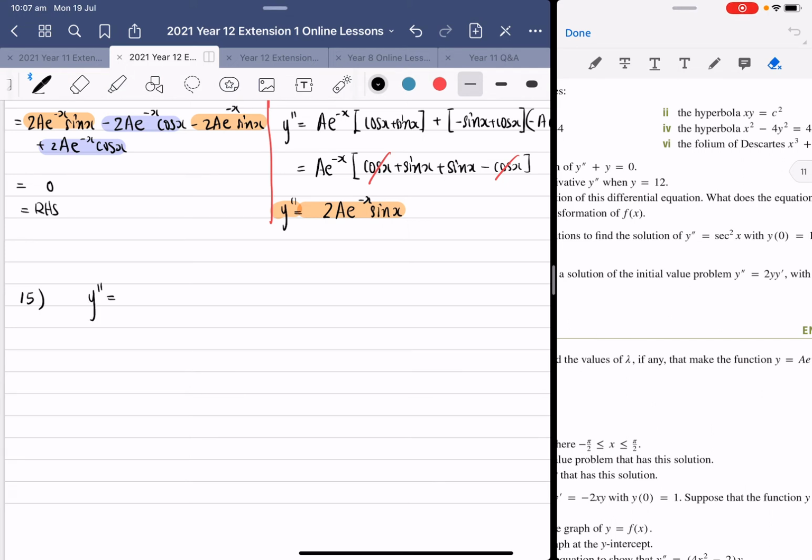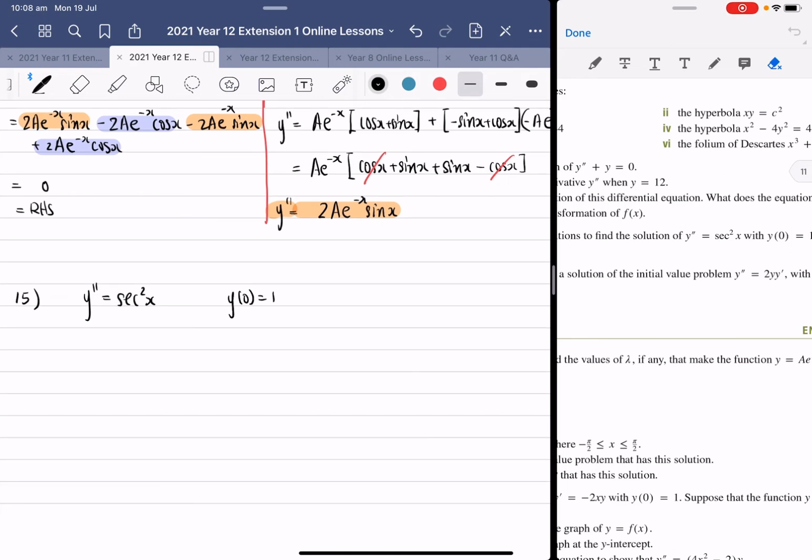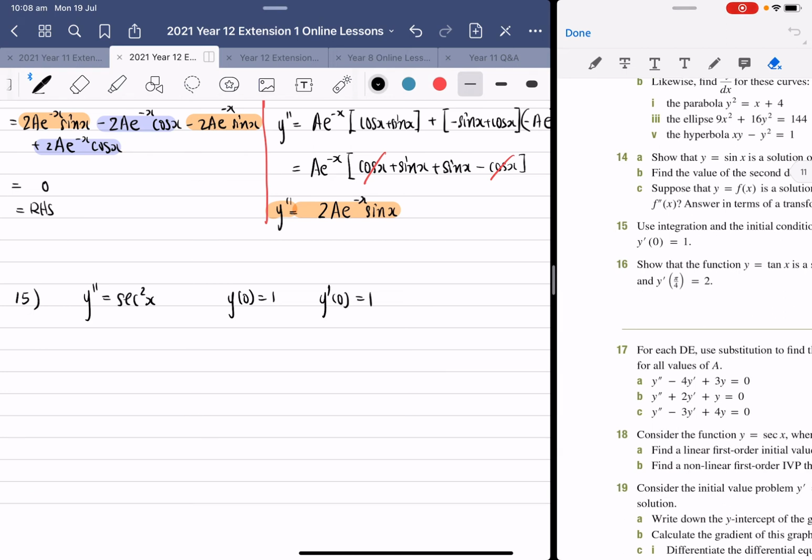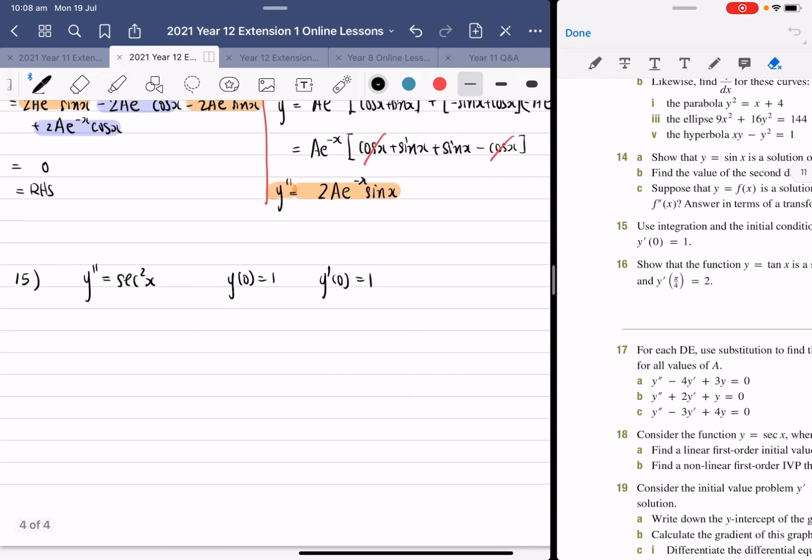All right, so y double dash is equal to sec square x. That is a differential equation. We know y(0) is equal to 1, and we also know that y dash (0) is also equal to 1. We need to find a solution to that differential equation. That's actually pretty easy to deal with. We've done this integration several times. So we know y dash is equal to the integral of sec square x dx, and that gives you tangent x plus c. So from the second order, I have changed that into a first order differential equation.